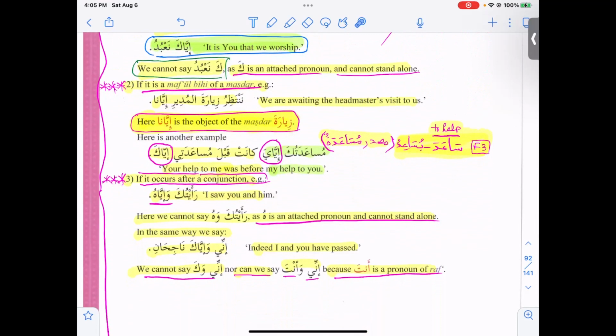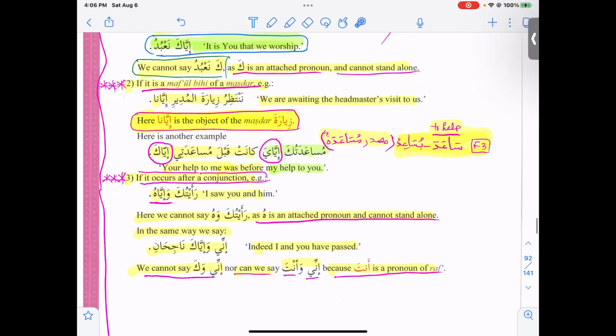Here is another example. Musa'adatuka iyaya. This is a masdar. Kanat qabla musa'adati iyaka. Your help to me was before my help to you. Musa'adatuka iyaya kanat qabla musa'adati iyaka. Your help to me, before my help to you. Now, it may confuse you, but I don't want you to be confused.